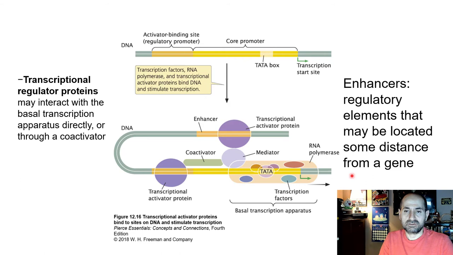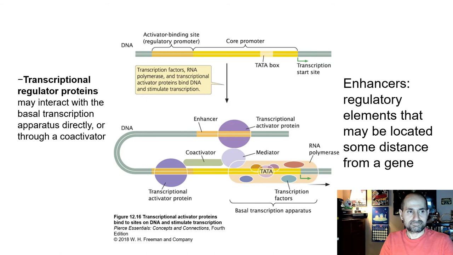Does that make sense? Again, this is the basal transcription apparatus, which consists of various transcription factors. Transcription factors are proteins that help with gene expression. You've got transcription factors, you've got your RNA polymerase. This makes up your basal transcription apparatus for low-level gene expression. But with the help of transcriptional regulator proteins, these transcriptional activators, and sometimes the assistance of a coactivator or a mediator, you can have more robust activation of the gene.